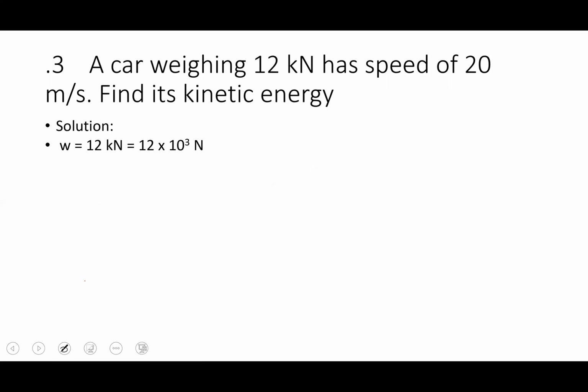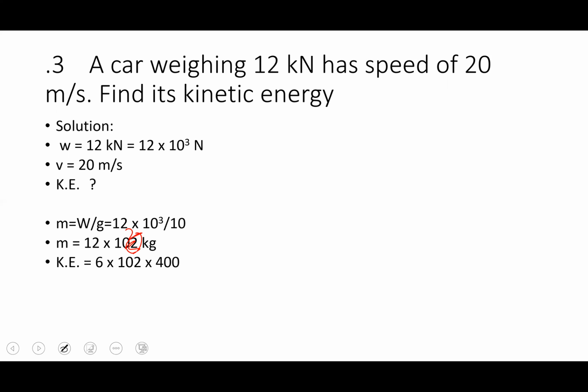Let's see how it is being done. W is equal to 12 kilonewton, or we can say 12 into 10 to the power 3 Newton. Velocity is equal to 20 meter per second. Kinetic energy we have to find out. M is equal to W over G is equal to 12 into 10 to the power 3 divided by 10, which is the value of G. So we have M is equal to 12 into 10 to the power 2. So it is 10 to the power 2 over here, not this one.